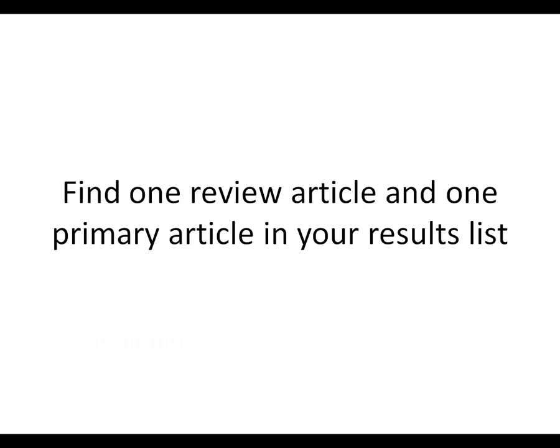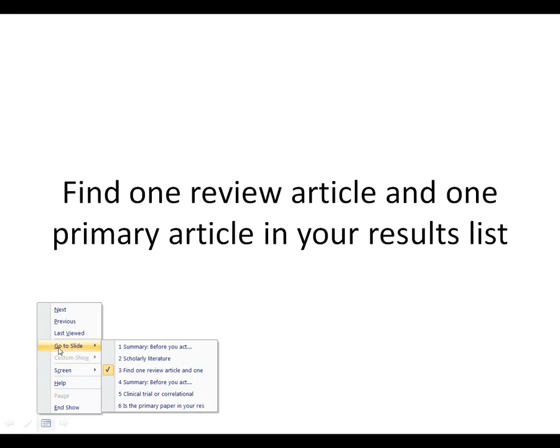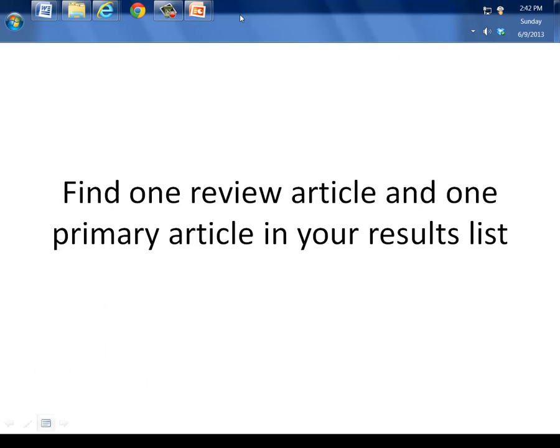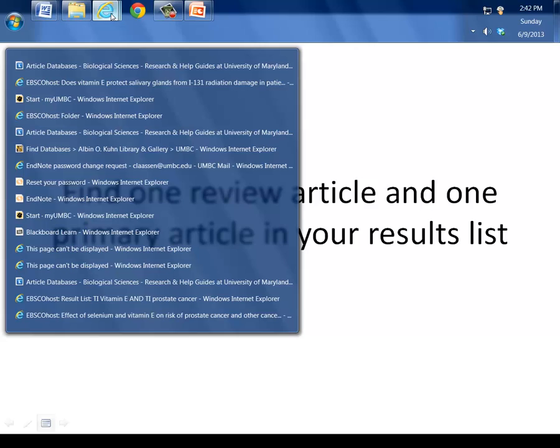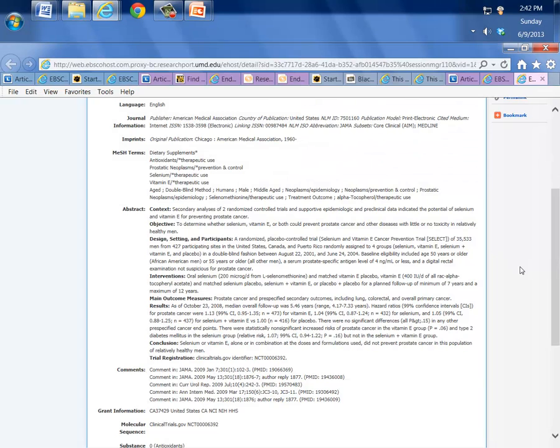Okay. So what I want you to do is, using that criteria, go through and find one review article and one primary article in your results list. Now, one extra thing that I can do to help you, this is kind of tough. Let's see, screen, switch programs. Okay, so I'm going to go to my results page here.